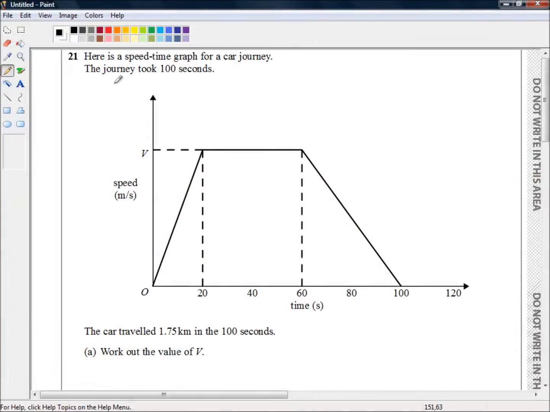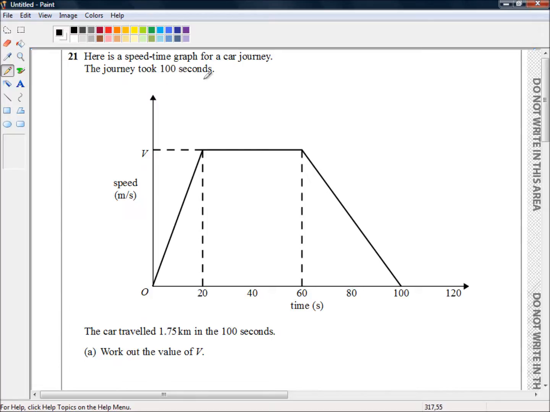Hello and welcome to the new style Edexcel GCSEs. These are the ones that go from grades 9 through to grade 1. This is paper 1MA1/1H. It's the first paper in the higher tier and it's a non-calculator paper, and we're picking up in question 21. Here is a speed time graph for a car journey.